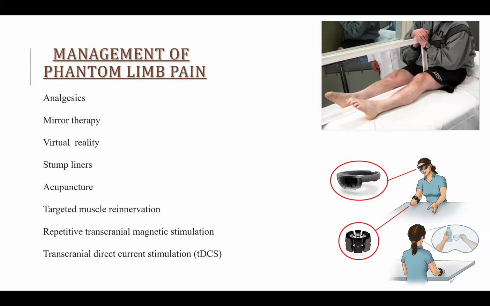What do you mean by stump liners? A stump liner is a specialized sleeve or sock type. It distributes the pressure evenly, so at the pressure points the pain will come down. All these are for limb pain only.